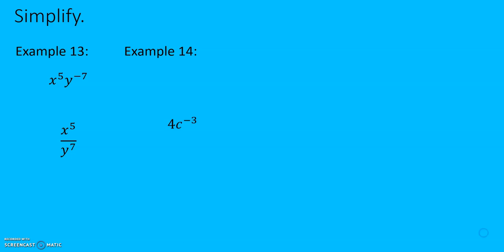Example 14. 4 times c to the negative 3. Please note that that negative 3 exponent is with the c. It has nothing to do with the 4. 4 will stay in the numerator. C to the negative 3 moves to the denominator, and it's 4 over c to the third.